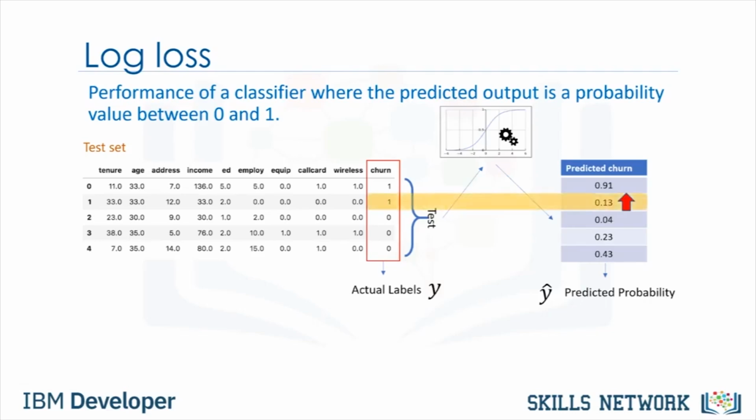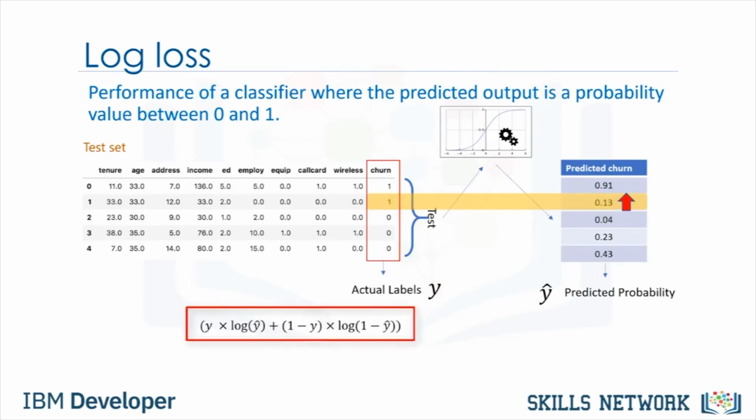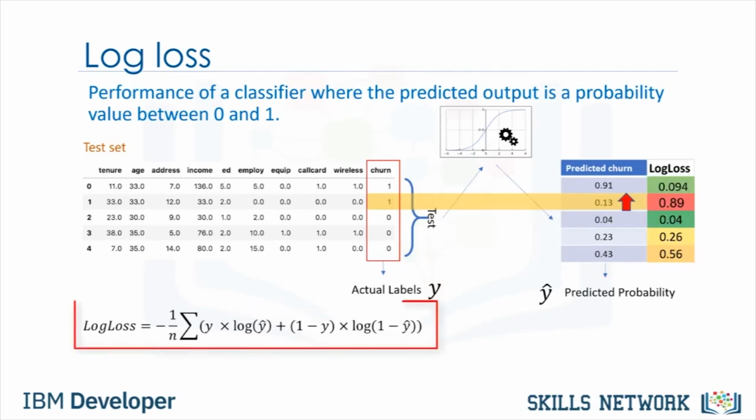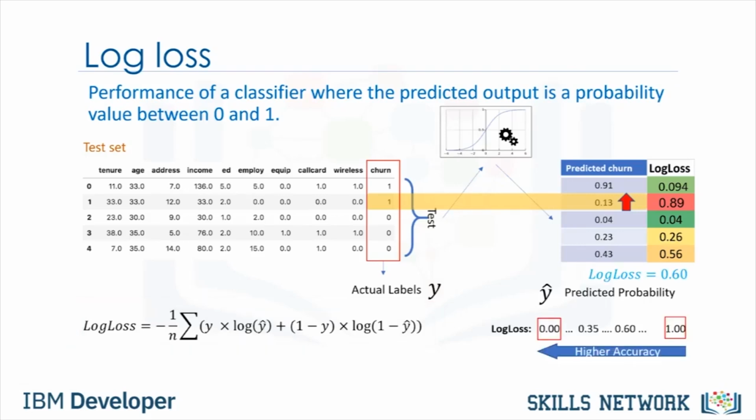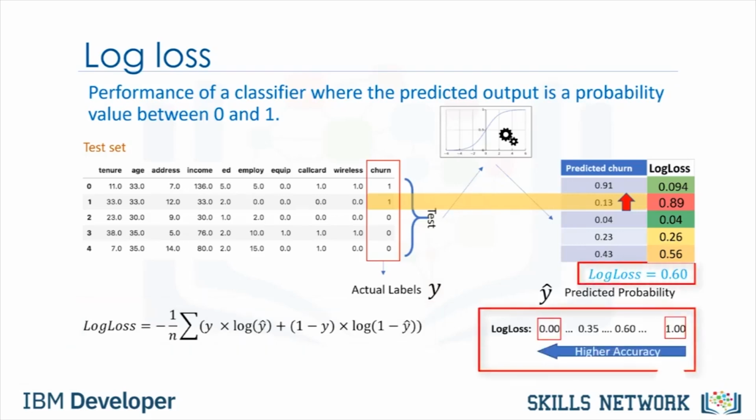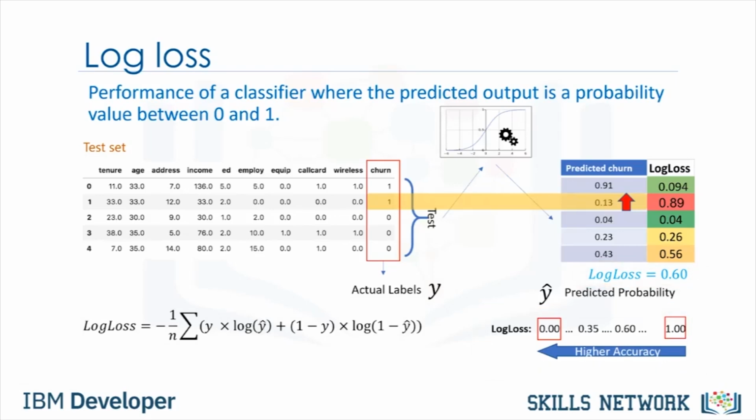So, for example, predicting a probability of 0.13 when the actual label is 1 would be bad and would result in a high log loss. We can calculate the log loss for each row using the log loss equation, which measures how far each prediction is from the actual label. Then we calculate the average log loss across all rows of the test set. It is obvious that ideal classifiers have progressively smaller values of log loss, so the classifier with the lower log loss has better accuracy.